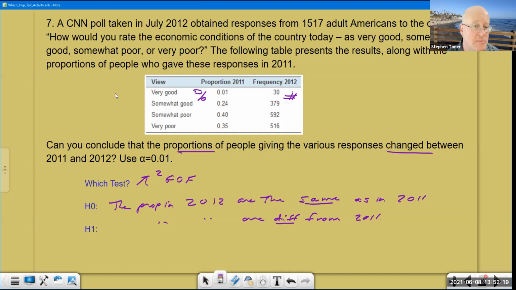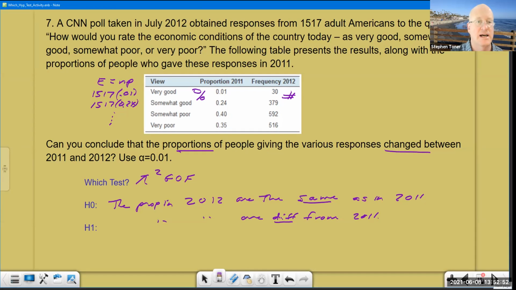To calculate the expected values, you're going to go E equals NP. Your N each time is going to be 1,517. So on this first row, you'd multiply by 0.01 for 1%. On the next row, you'd take 1517 and multiply by 0.24. And you can see what we're going to do going down. And that would generate the expected values for your second list. And then you would run the chi-square goodness of fit test.